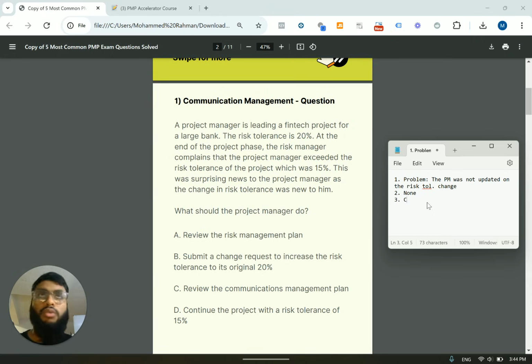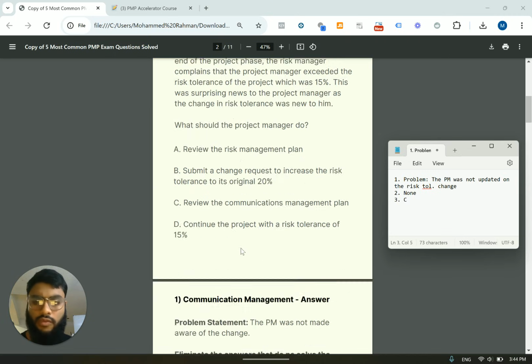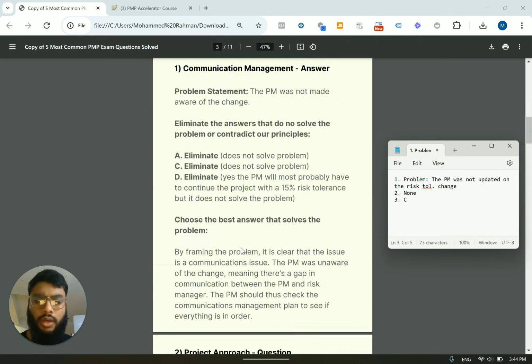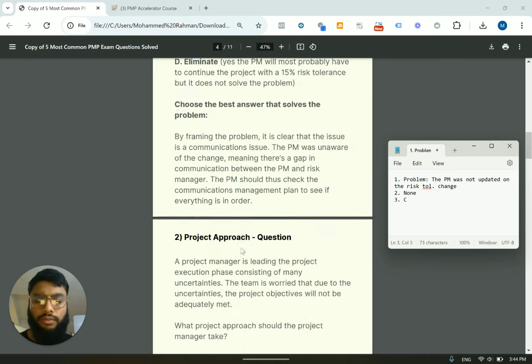Okay? You might come across this, a problem where none of the principles are contradicted. Remember, the main thing you want to focus on is, does this solution completely solve the problem statement? You have to read the question in such a way where you're able to extract the problem statement. Let's move on. Okay, so here you guys have the answer as well.